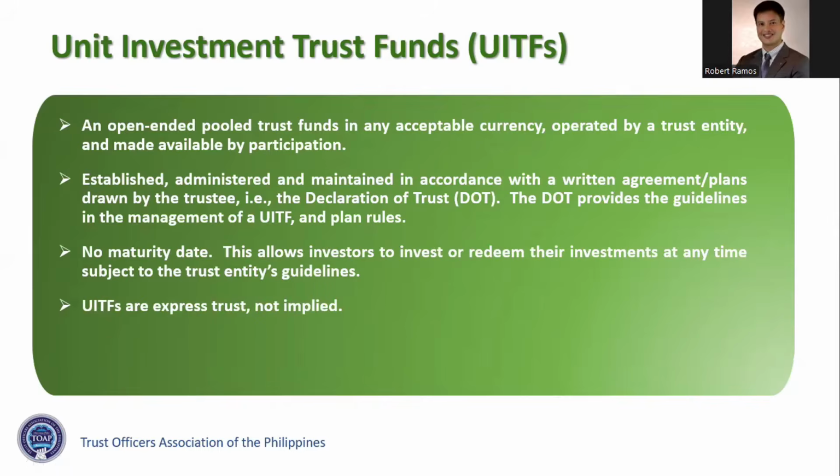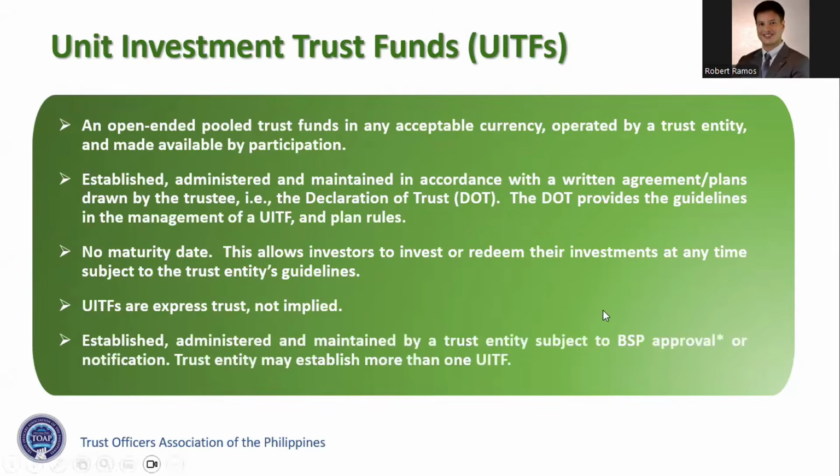UITFs are express trusts, meaning there is an express agreement between the trustor and the trustee, and it is not implied. These are established, administered, and maintained by a trust entity, subject, of course, to BSP approval or notification. Trust entities are not like mutual fund companies, wherein each mutual fund company has one fund. A trust entity may establish more than one UITF.